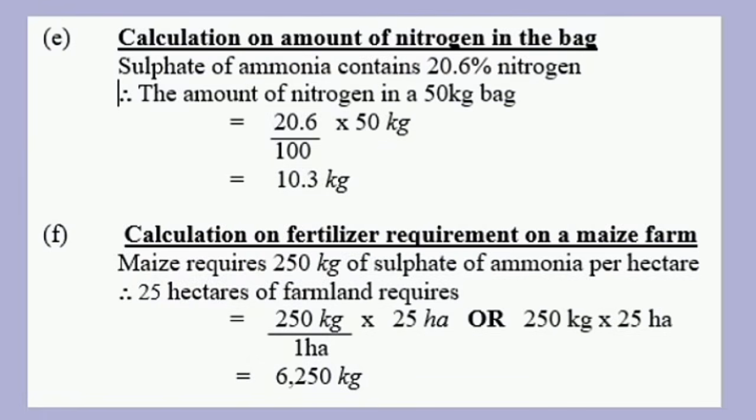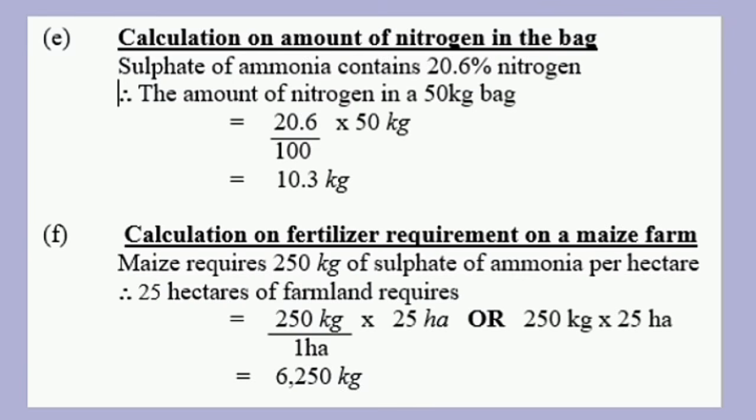Then you may also be asked to calculate the amount of nitrogen in a bag. Maybe the bag you'll be shown in your exam is 20 kg, maybe 50 kg, and you need to know the percentage of nitrogen found in sulfate of ammonia. Then you can use the weight of the bag and calculate like this. If you know that sulfate of ammonia contains 20.6% nitrogen, then the amount of nitrogen in a 50 kg bag would be 20.6 over 100 times 50 kg, which will give you 10.3 kg of nitrogen in 50 kg. So if your case is 10 kg, you just say 20.6 all over 100 times 10 kg, and you find your answer.